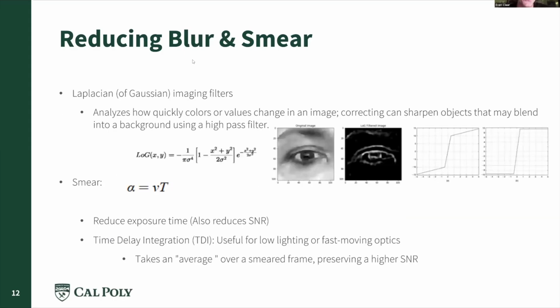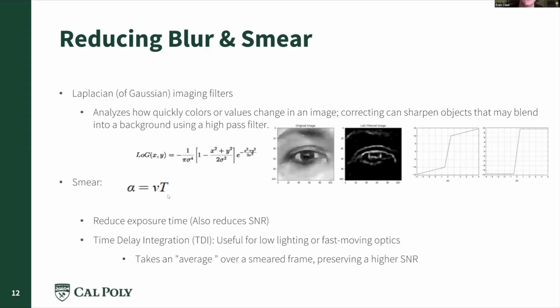And so for blur and smear, you can use a Laplacian filter to select out the parts of the image that are changing the quickest and then sharpen them. You can see on the graph on the right how an object that you take a picture of might be blurry and you can sharpen that image.